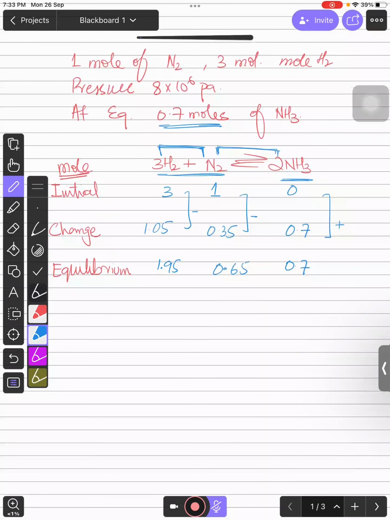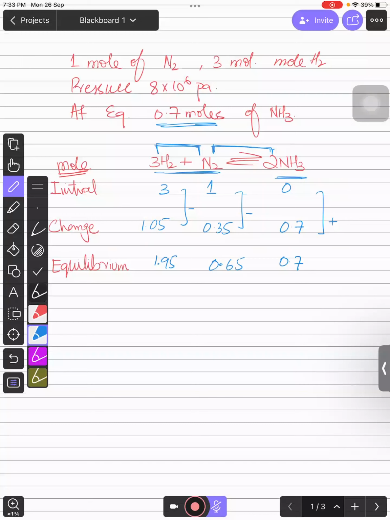To find out the mole ratio, we need to find out the total number of moles, and the total number of moles are, when we add all these 3, we will get 3.3 moles. Now, you need to find out mole ratio. Mole ratio is the moles divided by the total moles, right? So what is the mole ratio? It is 1.95 divided by 3.3.